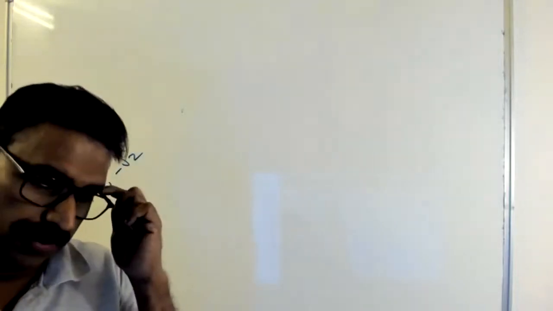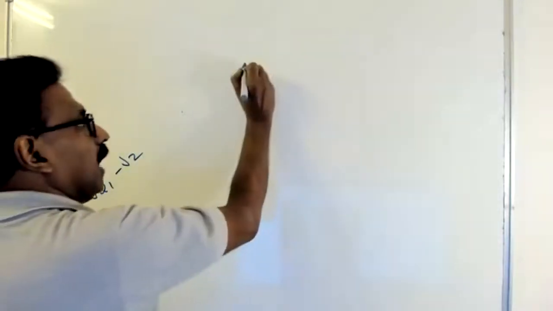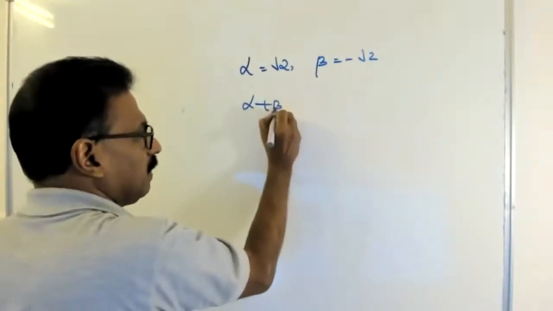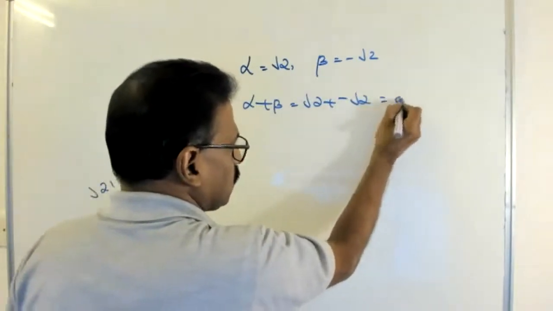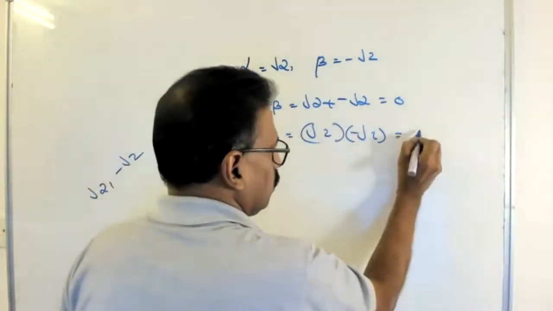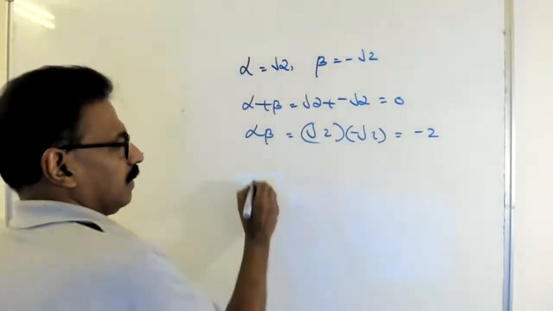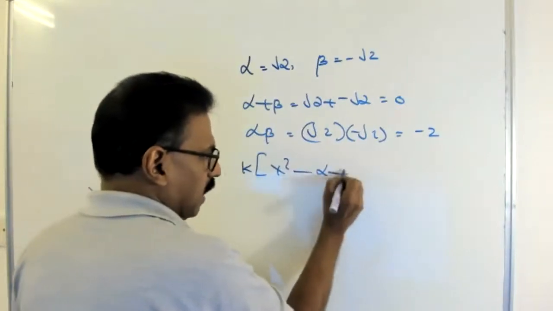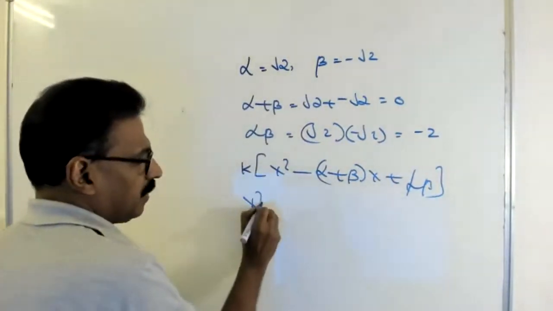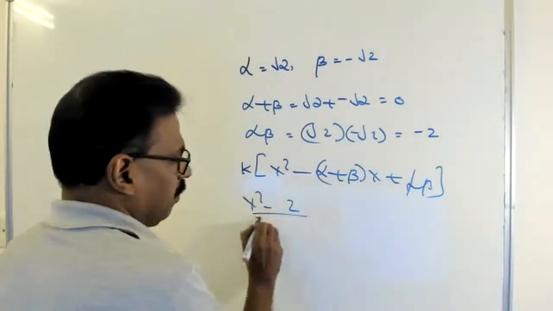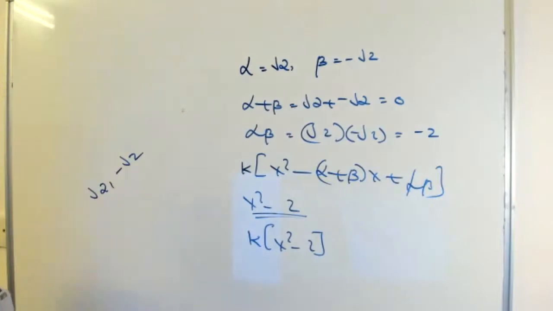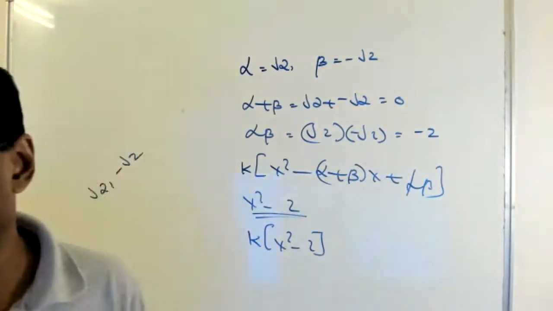Yes, sir. Okay, so look here, you can check the answer. Here, alpha equal to root 2, beta equal to minus root 2, alpha plus beta, root 2 plus minus root 2 equal to 0. Alpha beta equal to root 2 into minus root 2 equal to minus 2. Then k into x square minus alpha plus beta into x plus alpha beta. So x square minus 2 is one of the polynomials. Then k into x square minus 2, k is any non-zero real number. This is the final answer. Clear or not?